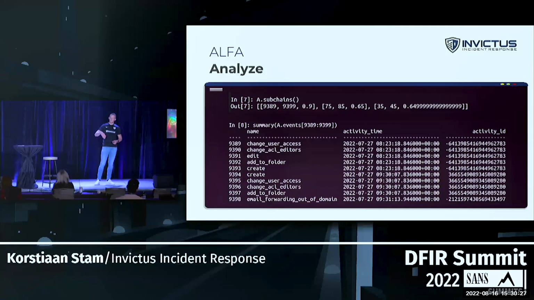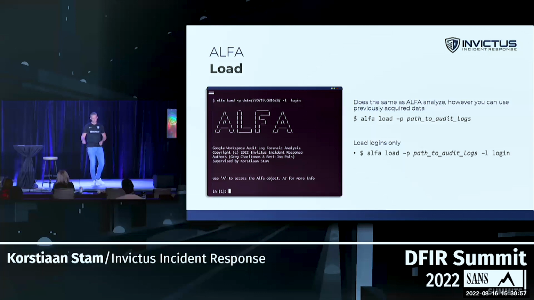With the summary command, we can see what type of data is in there. This will give you basic information like what the type of event is. In this example, it says change user access, changes ACL. And in the end, it's basically saying, oh, let's configure email forwarding, which is very interesting. So using this method, we hope to give you some pointers as to what is interesting in a data set of Google Workspace audit logs. You can also use load, but it's the same, you can just use previously acquired data.